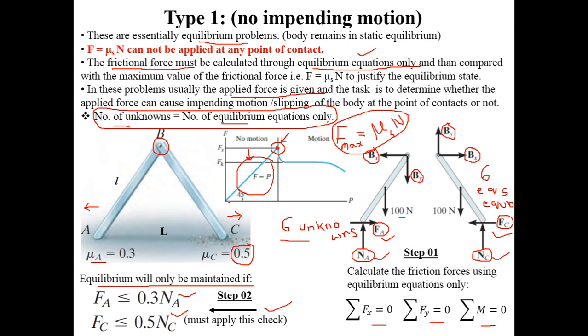Okay, so the important point is that in these problems, usually the force will be given to you. There will be no clear indication of the impending motion state. You will be asked to find out whether the body will remain in equilibrium or not, and most importantly, the number of unknowns will be equal to the number of equilibrium equations, because in type 1 problems you cannot use F equals mu s N in your solution.